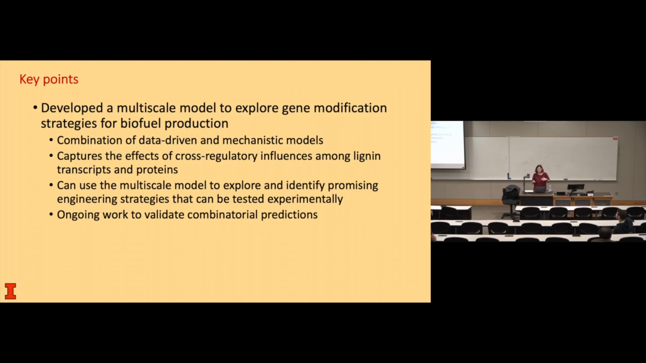But to wrap up this portion of the talk, this is basically a combination of data-driven and mechanistic approaches based on the amount of prior knowledge we know of the system. Capturing the effects of the cross-regulatory influences at the transcript and protein levels was important and allows us to capture the cascaded impact that we see at the physical traits that we really care about better than just making the assumption of one-to-one relationships. We can use this model now to explore and identify promising engineering strategies to increase our ability to extract the cellulose by impacting the lignin in the trees.